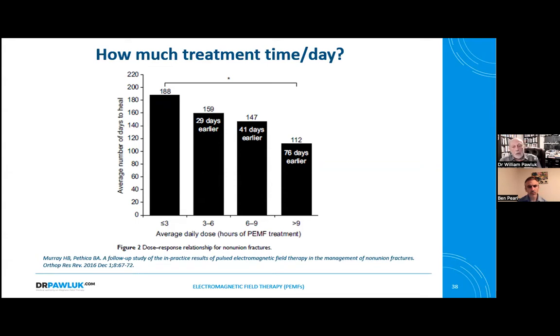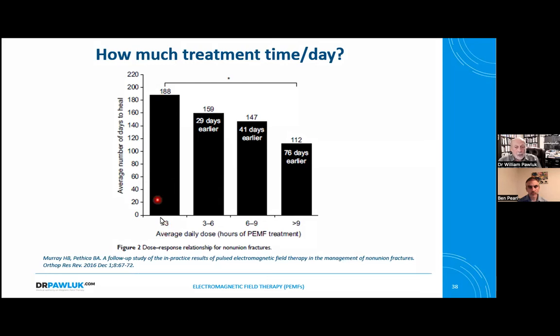And then what they did is they were recommending that these devices be used basically for about 9 hours a day. And because they're recommended for 9 hours a day, people are not necessarily compliant. Those who did 9 hours a day of therapy with their FDA-approved machine for their non-union healed in about 112 days. In other words, they healed 76 days earlier than people who only did less than 3 hours a day.